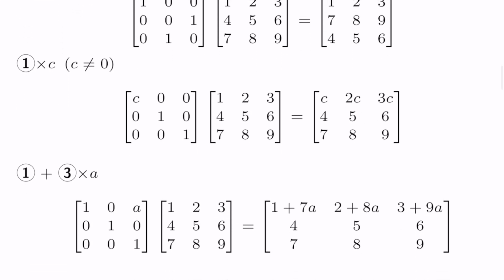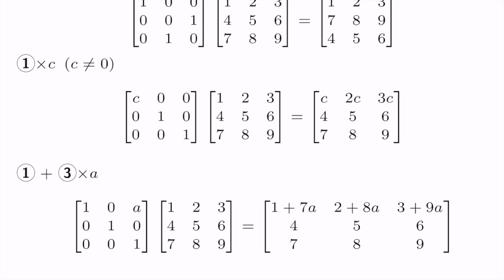Similarly, if we want to multiply the first row by a constant c, then we can multiply this matrix from the left. Again, this matrix is similar to the identity matrix, except that the first row is multiplied by c. Then if we do this multiplication, we get this result. Indeed, the first row is multiplied by the constant c.